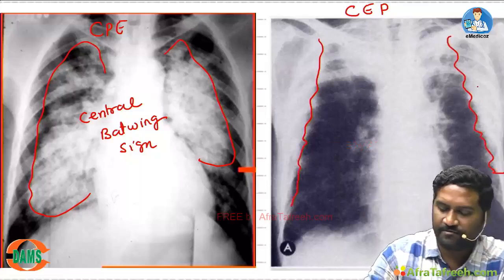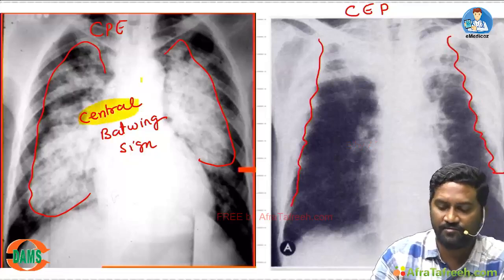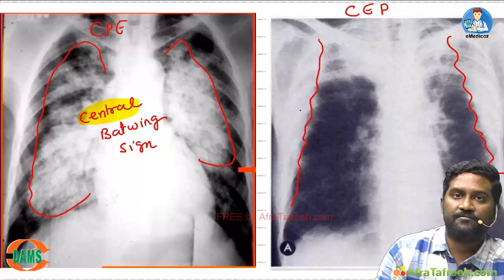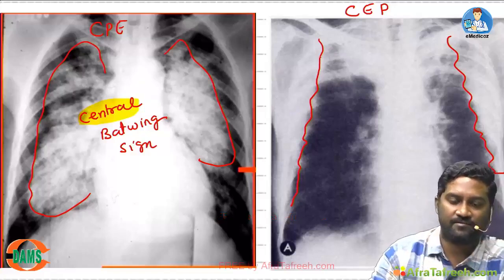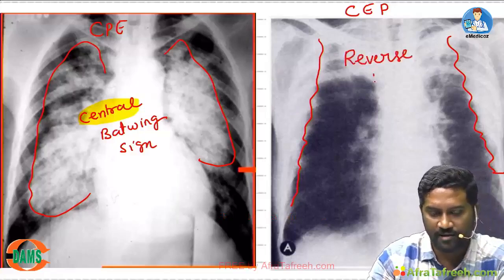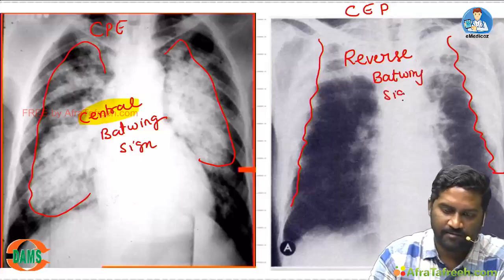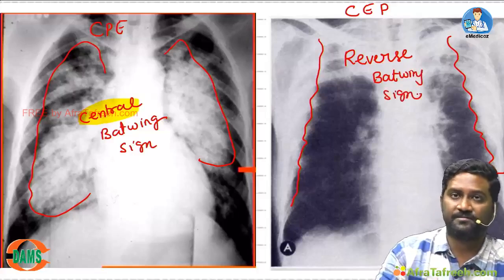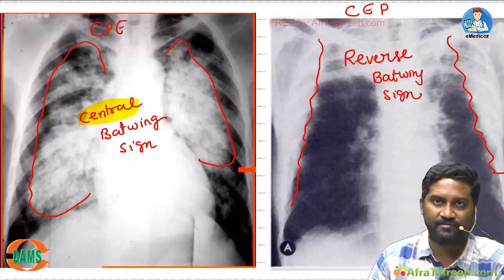If you consider central as the regular, usual pattern, then peripheral is the opposite, the reverse pattern. So he called it the reverse bat wing sign. The same peripheral infiltrates have been given a special name, reverse bat wing sign.